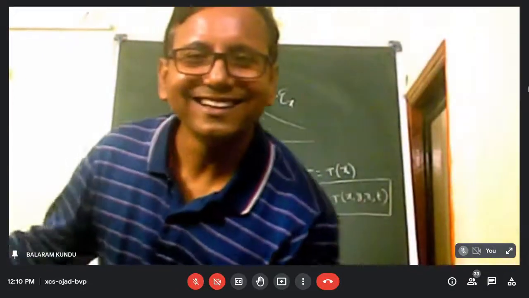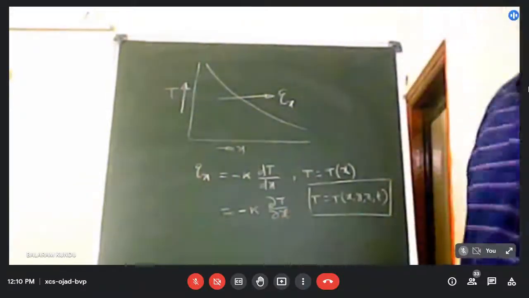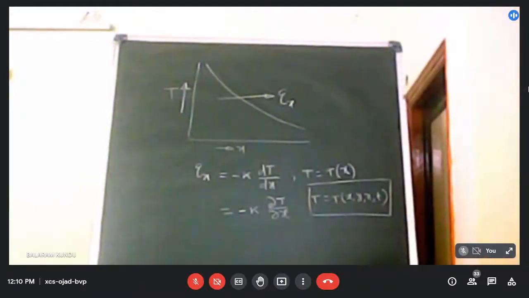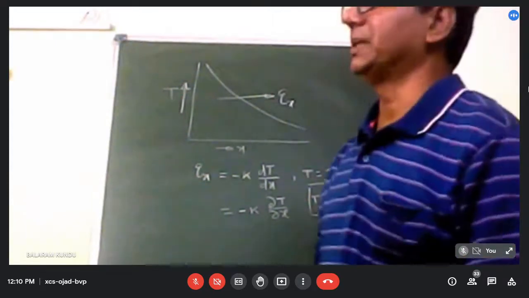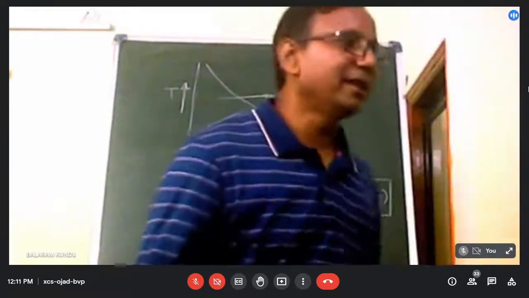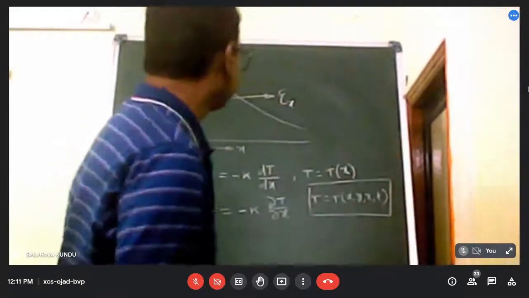I will explain later how this term can be modified if we apply the non-Fourier heat transfer. Definitely I will give the mathematical explanation.